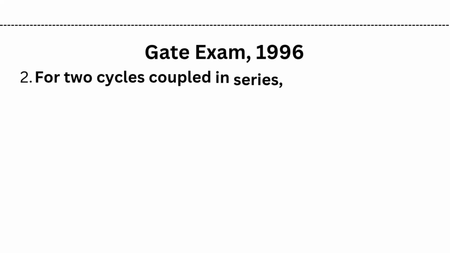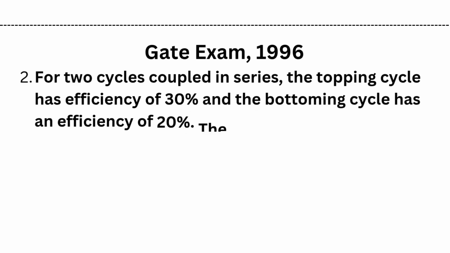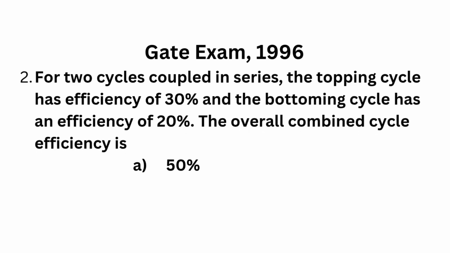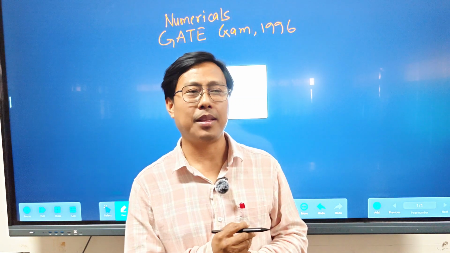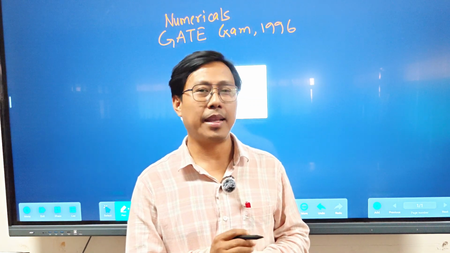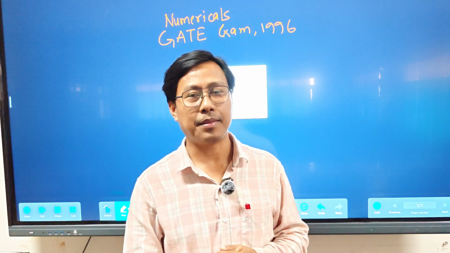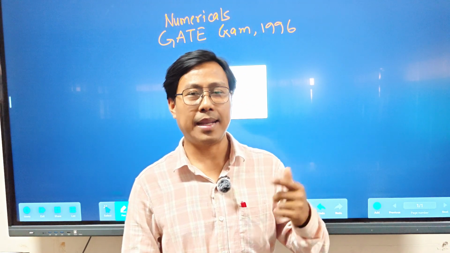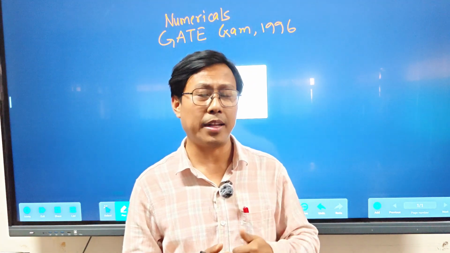Problem number 2. For two cycles coupled in series, the topping cycle has an efficiency of 30% and the bottoming cycle has an efficiency of 20%. The overall combined cycle efficiency is, the options are 50%, 44%, 38%, and 55%. Here in this question, it is given that there are two heat engines, a bottoming heat engine and a topping heat engine. It is asked to find out the combined efficiency.